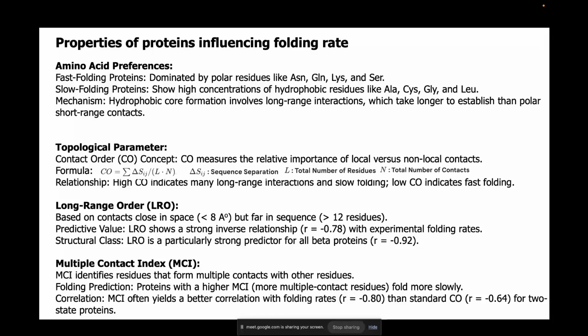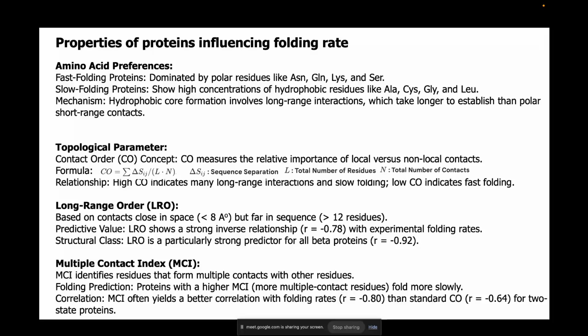In slow folding proteins, you'll see higher concentrations of hydrophobic residues like alanine, cysteine, glycine, and leucine, right? Hydrophobic core formation involves long range interactions which will take longer to establish than polar short range contacts, because if you have polar residues, you can easily form ionic bonds and salt bridges in very close proximity in a fast manner. But hydrophobic interactions take longer to establish. So that was the sequence of the amino acids. The type of residues that are present will determine how fast the protein will fold.